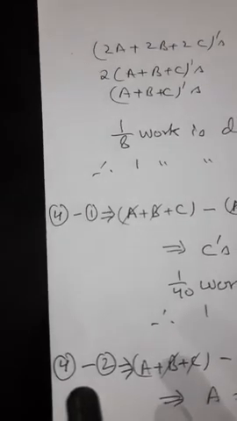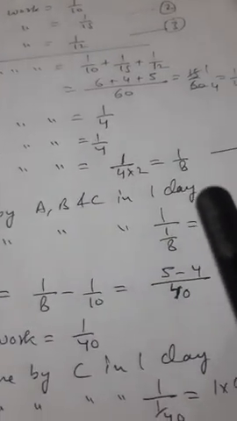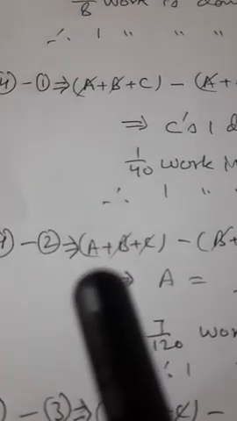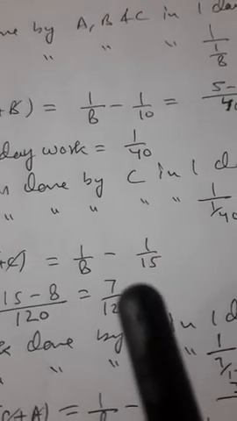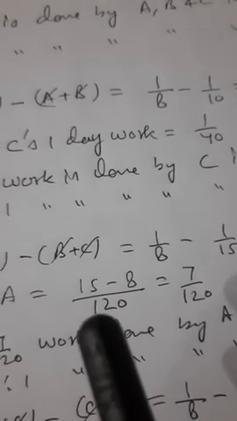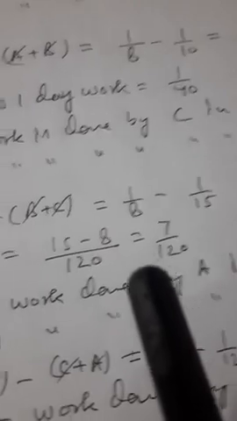Now from equation 4 we subtract the next equation, that is equation number 2. So A plus B plus C minus B plus C on the left side and 1 upon 8 minus 1 upon 15 on the right side. So A plus B plus C minus B plus C equal to 1 upon 8 minus 1 by 15. We take LCM and simplify, we get 7 upon 120. Now here B and C cancel out, only A is left. So A's 1 day work is 7 upon 120.